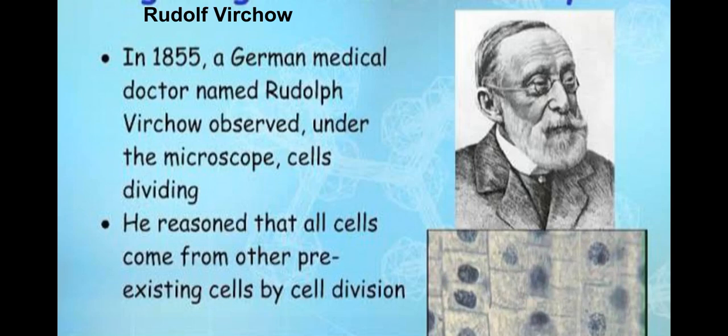Next scientist is Rudolf Virchow. In 1855, a German medical doctor named Rudolf Virchow observed under the microscope cells dividing. He reasoned that all cells come from other pre-existing cells by cell division. So his greatest accomplishment was his observation that the whole organism does not get sick, only certain cells or group of cells.